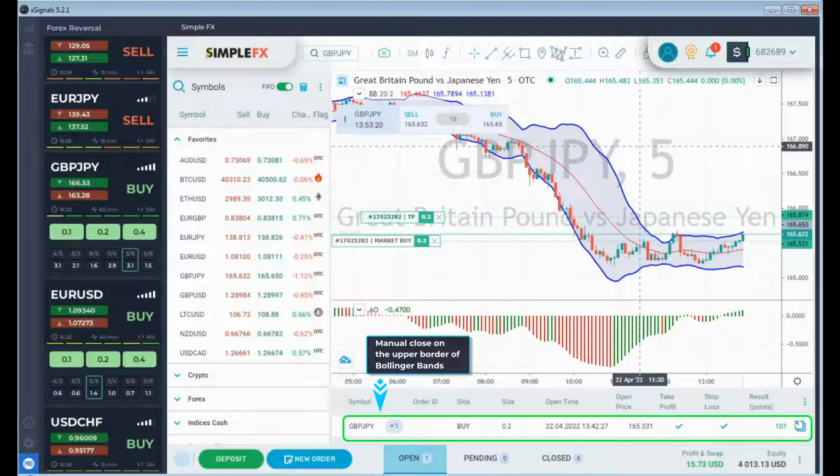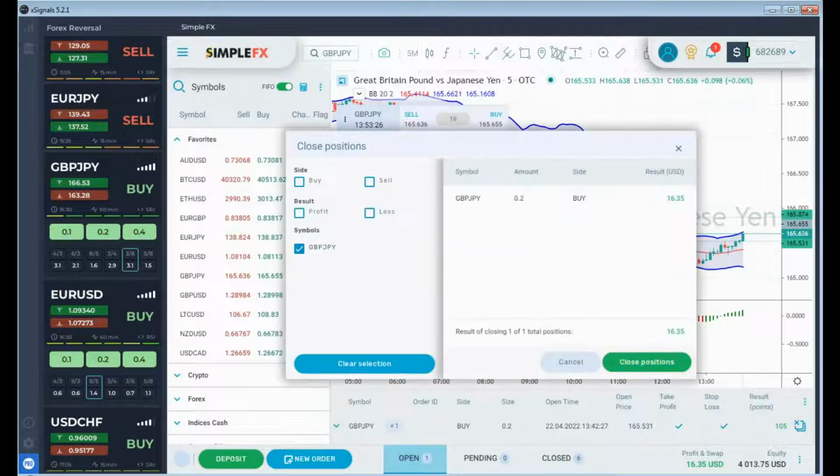Deal in profit. Let's not wait any longer for a possible rollback. Close the position and get a quick profit.